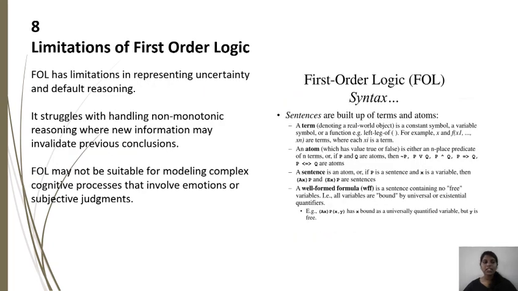Now let us see what are the limitations of first order logic. Limitations. FOL has limitations in representing uncertainty and default reasoning. It struggles with handling non-monotonic reasoning where new information may invalidate previous conclusions. FOL may not be suitable for modeling complex cognitive processes that involve emotions or subjective judgments.